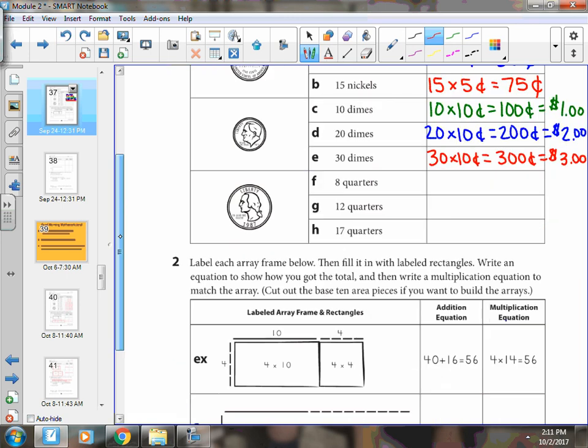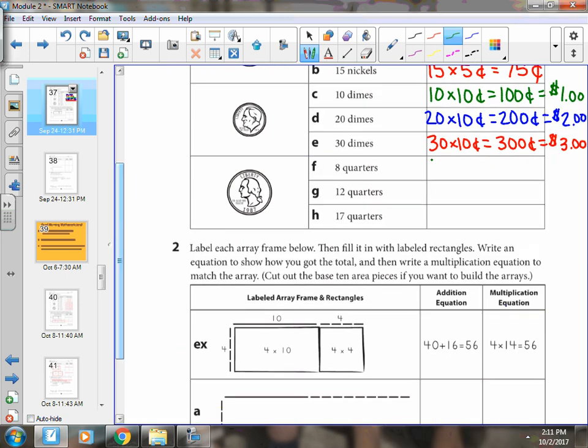8 quarters, 25 cents a quarter. You could count by 25 cents. I know that 4 quarters is $1, so 8 quarters is going to be $2. So you might say 200 or $2.